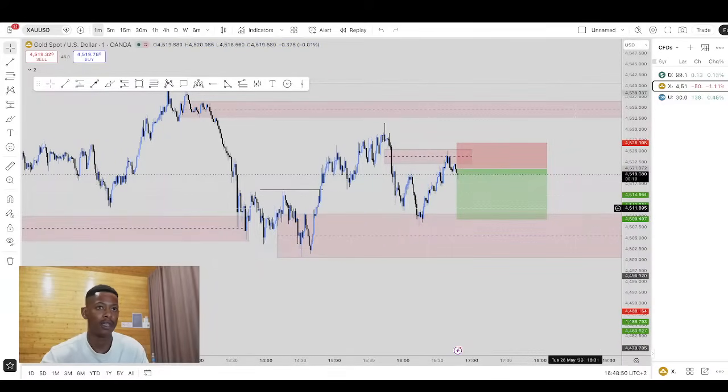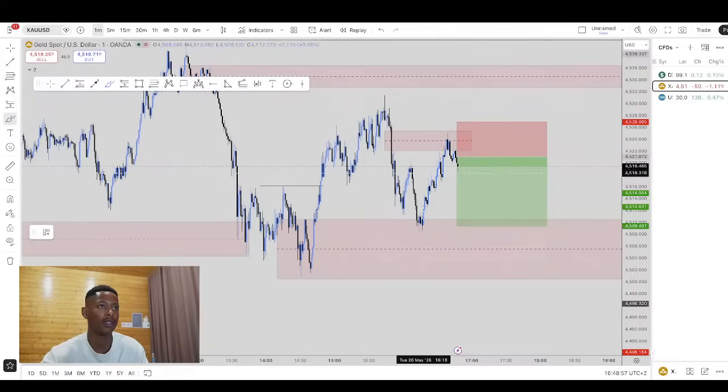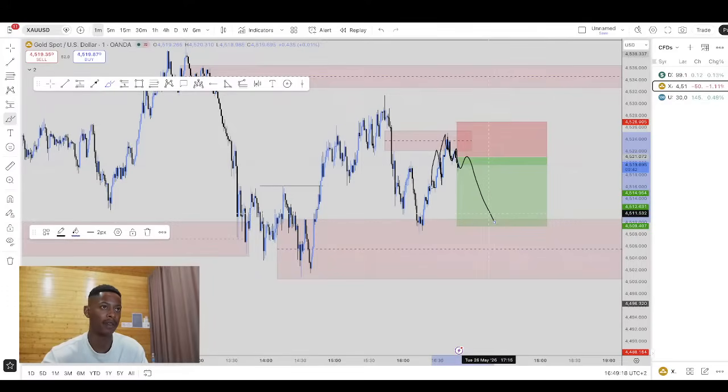Because you see here, what it's done is created this higher high, higher low, and you can see there was a mini push down and then up, and now we've created this lower low, lower high. So now this is another low. It should just go down. If it breaks above here, it's not a valid trade. You can't force it.